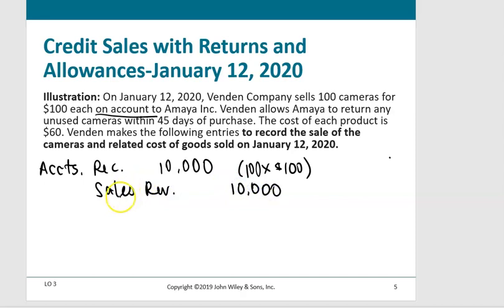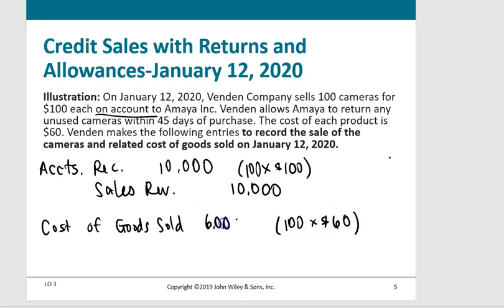When we're accounting for the sale, we also have to account for the cost of the goods that were sold. Remember, cost of goods sold is an expense. So we debit cost of goods sold to increase that expense. 100 cameras at a cost per camera to the seller Vendin Company of $60 per unit. Total cost of goods sold is $6,000, and we reduce Vendin Company, the seller's inventory, because those cameras come out of inventory and go to the customer.